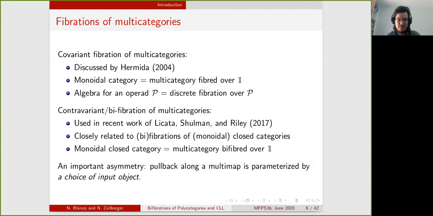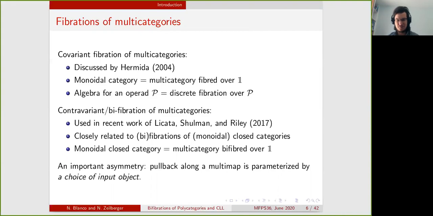And something that is quite interesting is that multicategories that are fibered over the terminal multicategory are in correspondence with monoidal categories. So this makes this relation precise between representable multicategories on the one hand and multicategories fibered over one on the other hand. He also used this theory of fibration of multicategories to study the algebra for an operad, where he proved that an algebra for an operad is the same thing as a discrete fibration over this operad considered as a one-object multicategory.